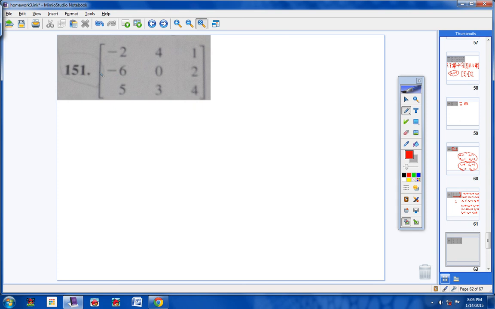Let's see, 151. Find the determinant of the matrix. Okay, we can do that pretty quickly. Let's find the determinant of this matrix here. If you remember how to do this, students, you take the first 2 columns and you copy them over. Okay?